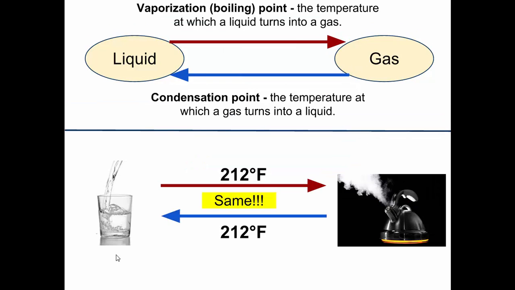So the vaporization or boiling point is the temperature at which a liquid turns into a gas. And the condensation point, which is the temperature at which a gas turns into a liquid, those are going to be the same. Just like our freezing and melting point, boiling point and condensation point, or vaporization point and condensation point are the same. So going from a liquid to a gas for water is 212 degrees Fahrenheit. For water, going from water vapor or steam to a liquid, once it cools down to 212 degrees Fahrenheit, that's when you start to see it condense and turn back into a liquid.